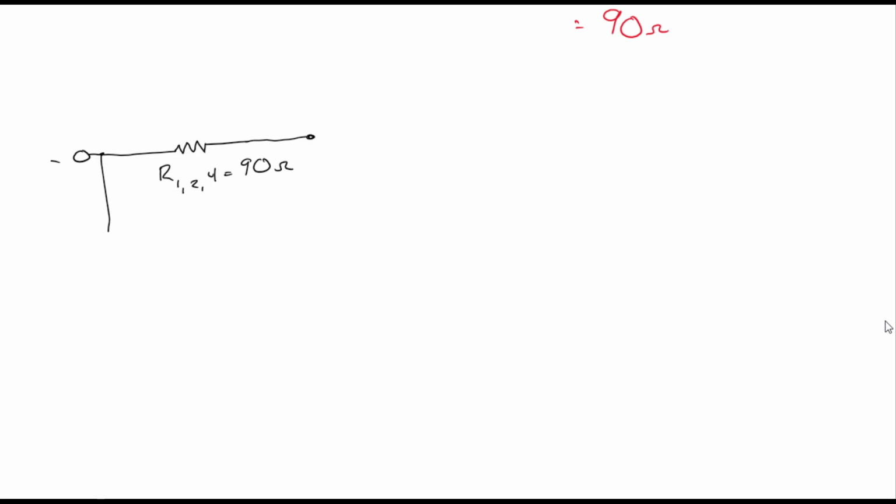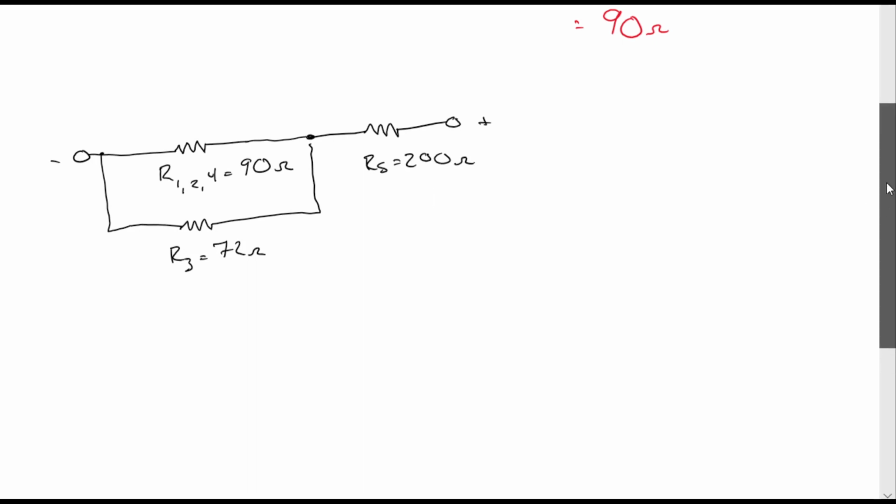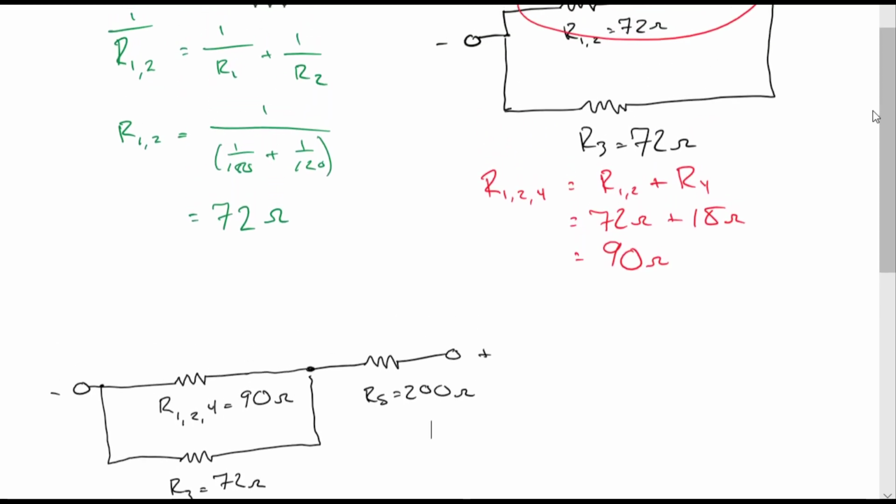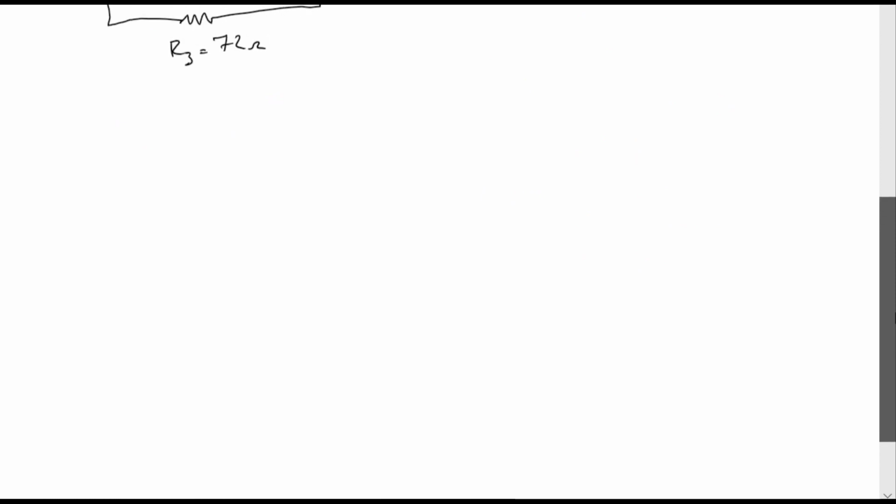Directly in parallel is R3, which is 72 ohms. And then I have R5, which was 200 ohms. I just want to double check that that's correct. Yep, so we added 1, 2, and 4 in series. Directly in parallel is R3 of 72 ohms. And I have R5 at 200 ohms on the end. Yep, okay, good. Just so we're following through with the right procedure.